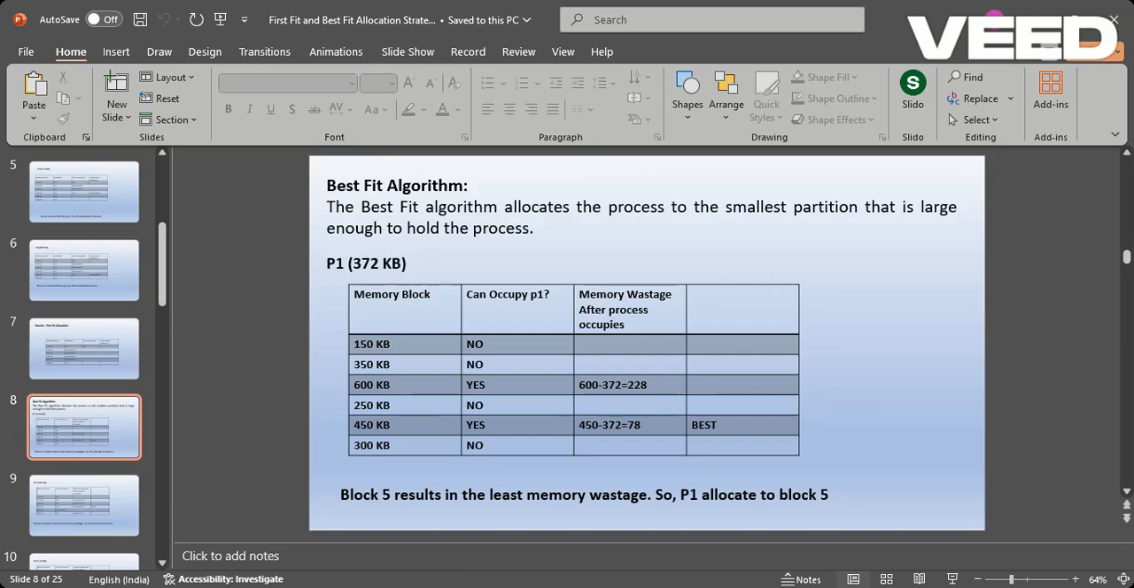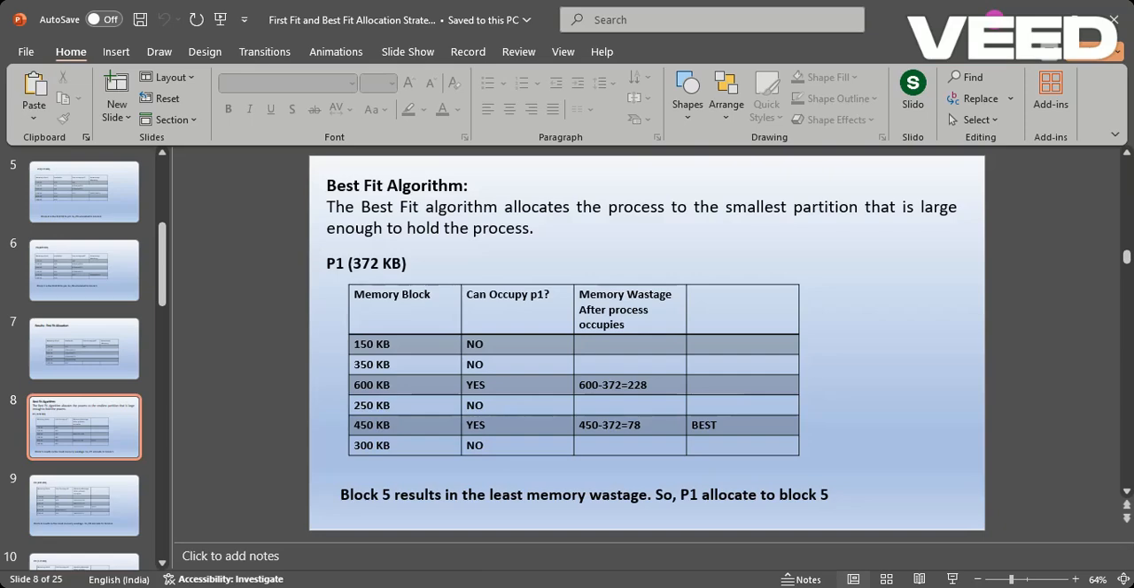Again, the next location we need to check is 250 KB. It is not enough to store P1. Then the next block is 450 KB. It is enough to store the P1 process. So here we need to find out the memory wastage. 450 minus 372 equal to 78.